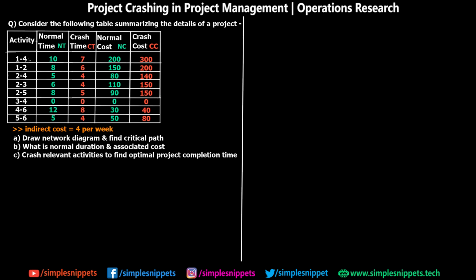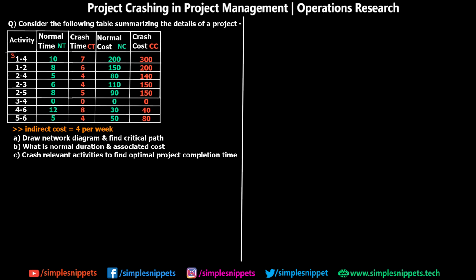We have activity 1 to 4, then we have activity 1 to 2. So 1 is one node and 4 is another node. When we go from one event or node to another event, this is one activity, right? We don't have exact names, so you can name them A, B, C, D if you want, but I'm not going to do it over here. So we have 2 to 4, 2 to 3 and so on and so forth. So we have the activities.